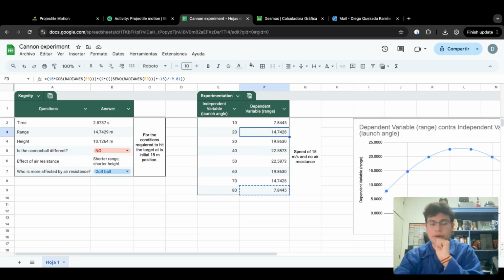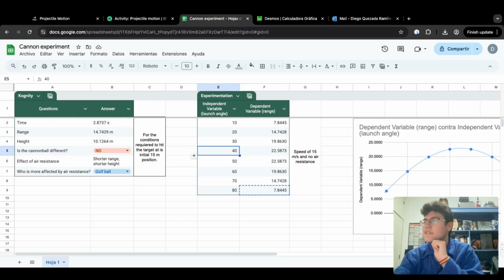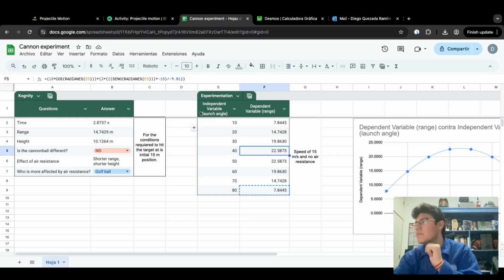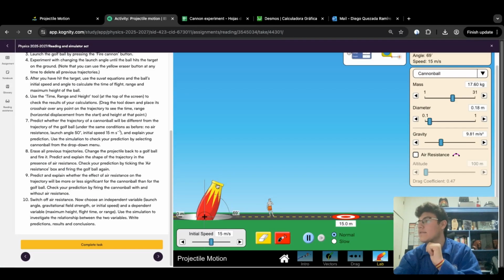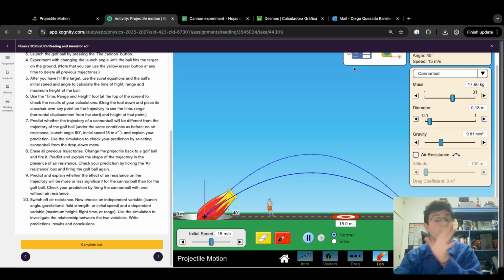I found out very interesting things. For example, complementary angles that add up to 90, such as 40 and 50, 30 and 60, 20 and 70, and 10 and 80, have exactly the same range, and we can prove this. For example, let's take 40 and 50. Let's take 50 like this and shoot it. And then let's take 40 and shoot it again. And voila, we reach the same point, which is really interesting.